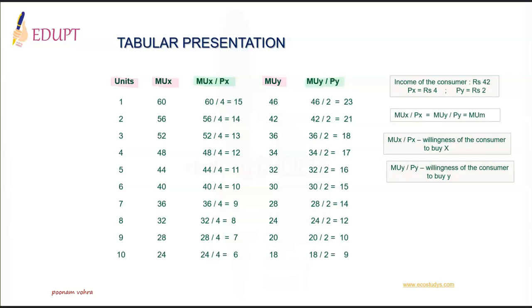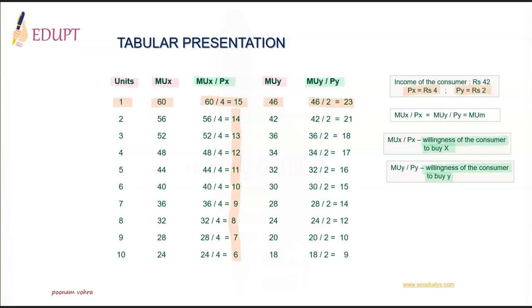This ratio shows the willingness of the consumer to buy X as well as the willingness of the consumer to buy Y. Now consumption of 1 unit gives 60 utils of satisfaction by consuming commodity X and 46 utils of satisfaction by consuming commodity Y. The consumer is willing to spend 15 rupees on X and 23 rupees on Y simply because price of X is 4 and price of Y is 2.